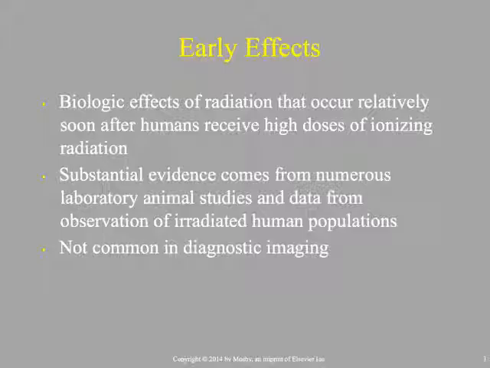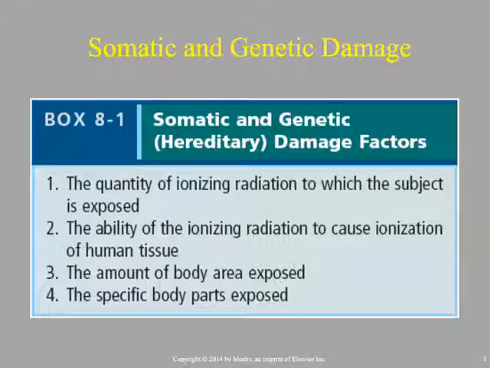Now, there are some caveats to that rule, and they are the ones that I've indicated, right? So we can see early effects related to blood cell counts dropping. We can see early effects related to burning the skin or epilation, right? But on the whole, we're not going to see these things like radiation sickness and stuff like that. But here's some of the somatic and genetic damage that we might see related to these early effects, and this comes from our textbook, page 159.